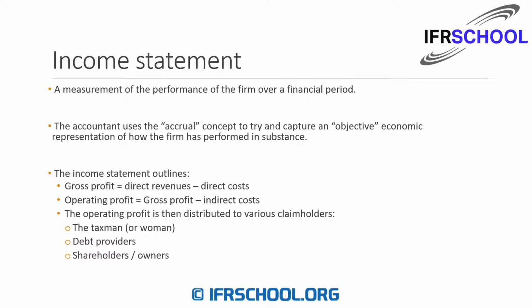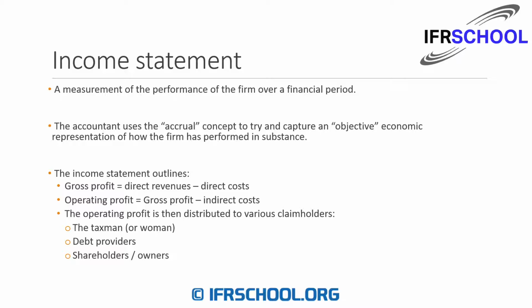The operating profit is a measure of the profit that has been generated by the firm that is available to be distributed to all claim holders. Various claim holders are then assigned their share of the operating profit. The remaining section of the income statement explains how the operating profit is distributed amongst the various claim holders.